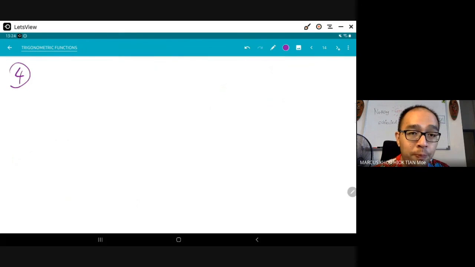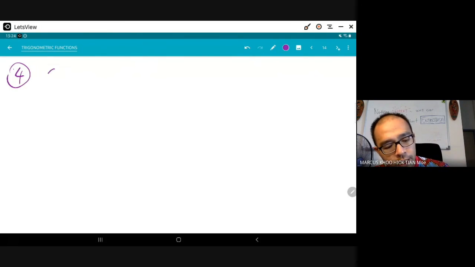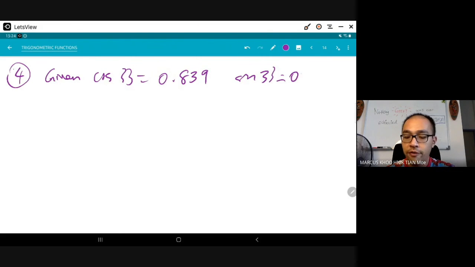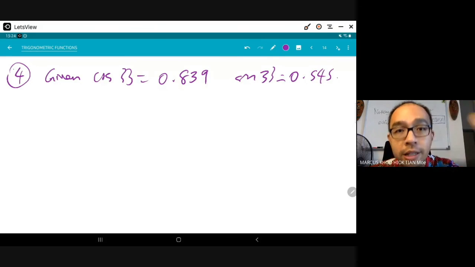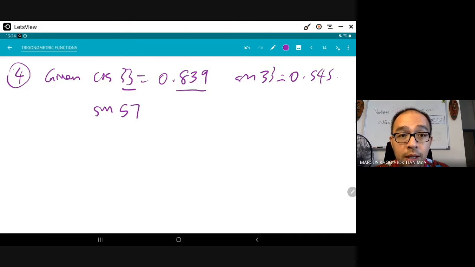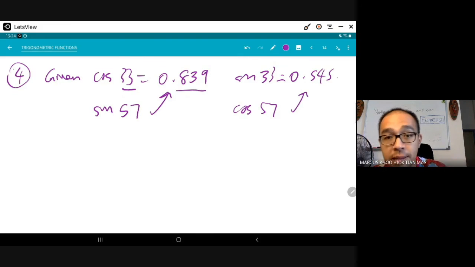Take a look at question number 4. You are given that cos 33 equals 0.839, sin 33 equals 0.545. Now, before you do anything else, if cos 33 is 0.839, what is the complementary angle to 33? The complementary angle is 57. 90 minus 33, you get 57. Sin 57 is also the same value as cos 33, and cos 57 is also the same value as sin 33.